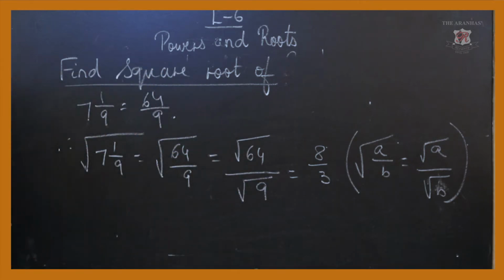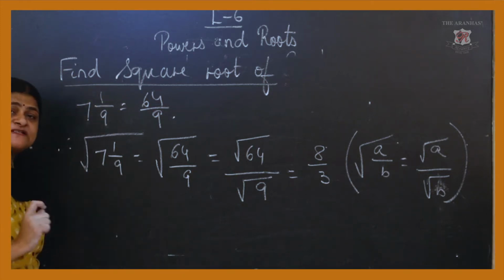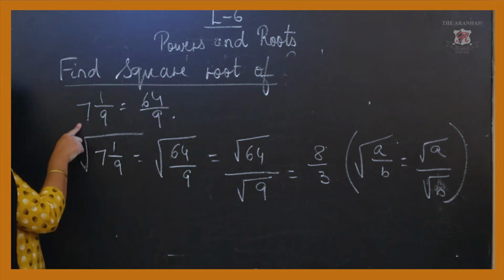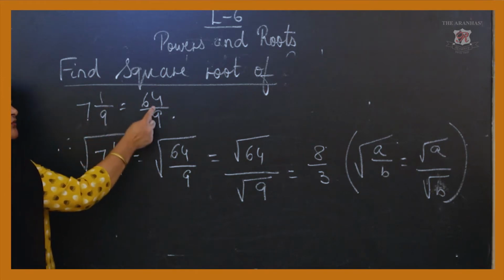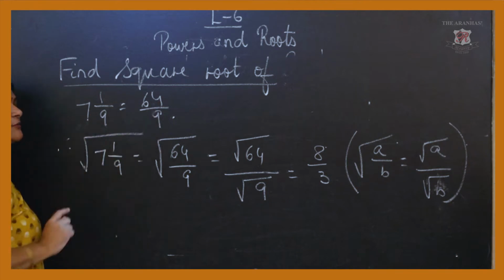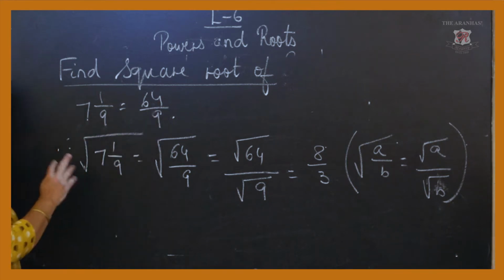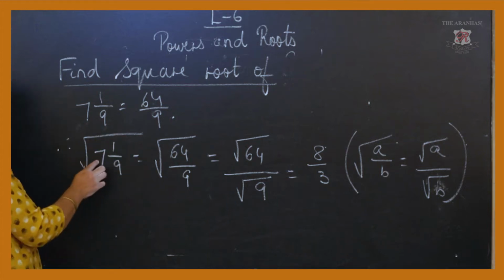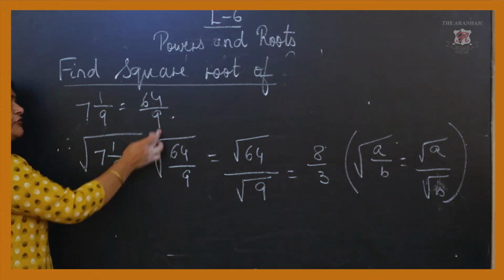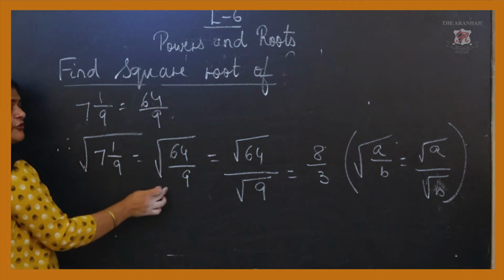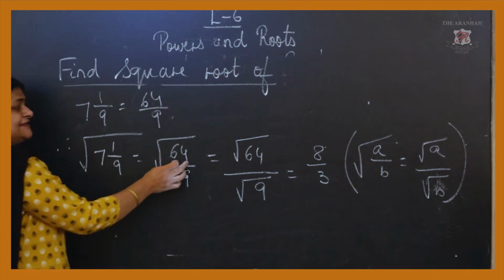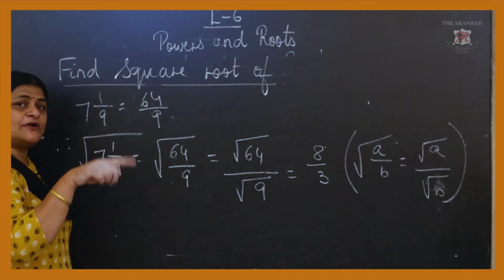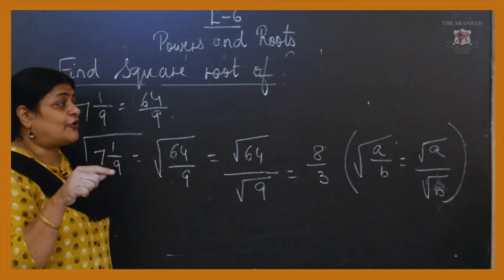Okay, so now if I am giving you all, find the square root of, I am again explaining to you all, 7 1 upon 9. How have you got 64 upon 9? 9 into 7, 63 plus 1, 64. You have got 64 upon 9. Now, how are you going to write it in the form of the square root? So, root of 7 1 upon 9 is equal to this, what you have got, root 64 upon 9. This 64 upon 9 you are going to write as root A upon root B.